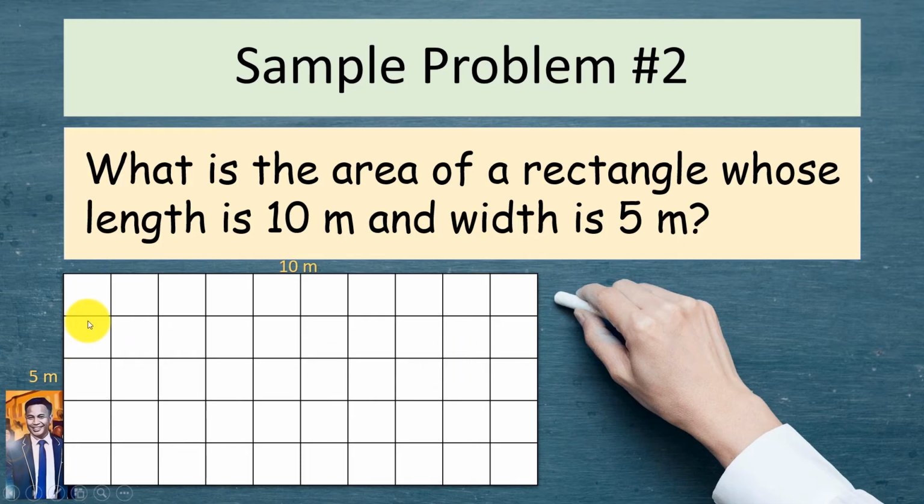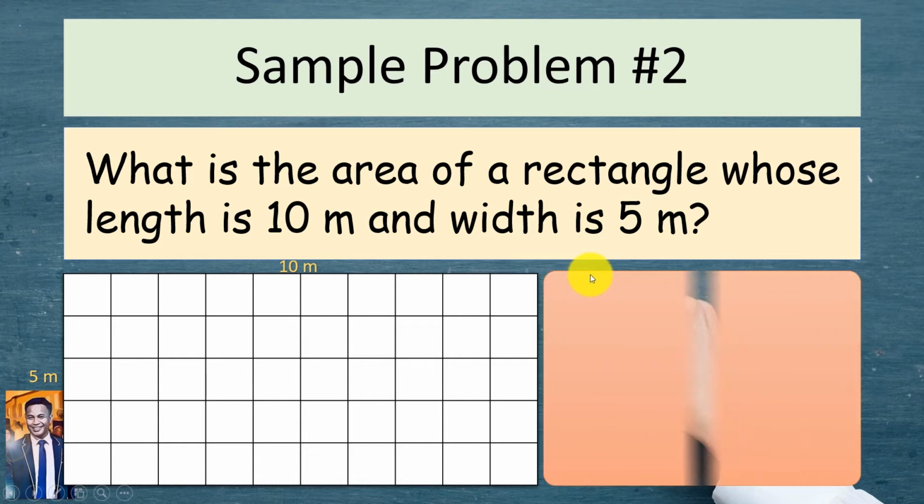Now, if you measure that, 1, 2, 3, 4, 5, 6, 7, 8, 9, 10. Okay? Next, 5 meters. 1, 2, 3, 4, 5. So, we have a 5 by 10 meters rectangle. Now, we are going to compute for the area.